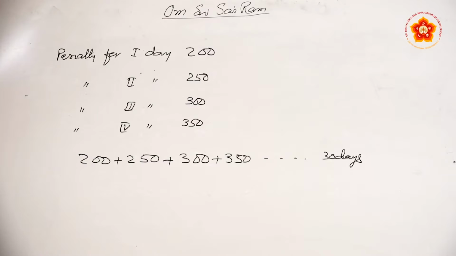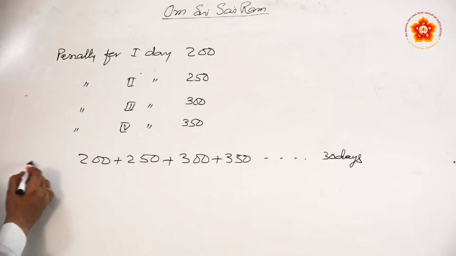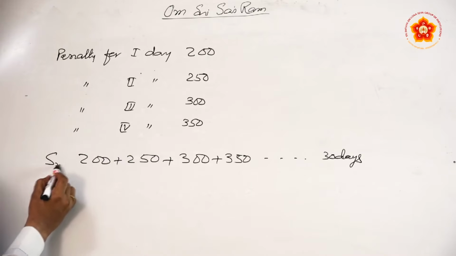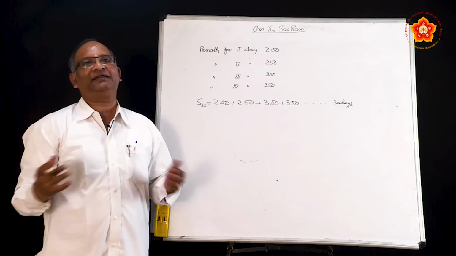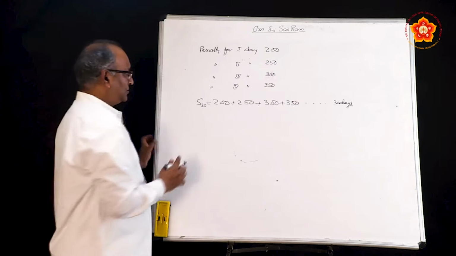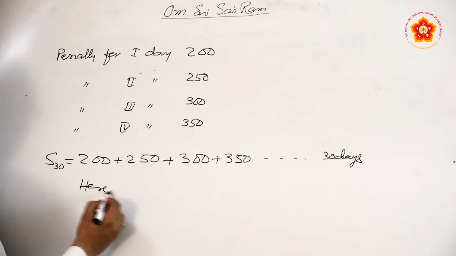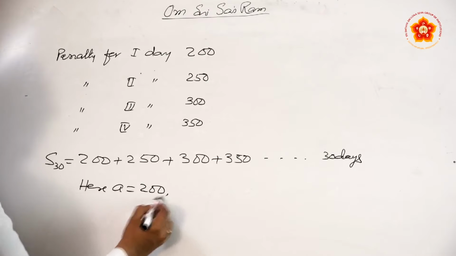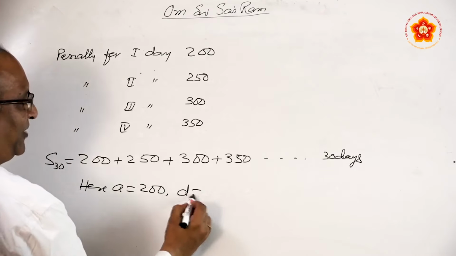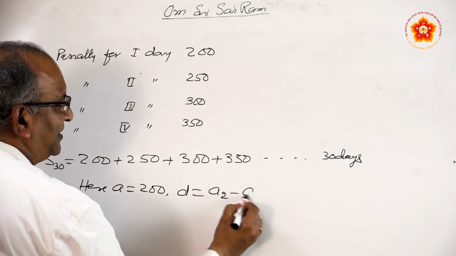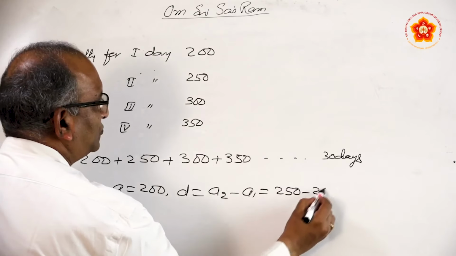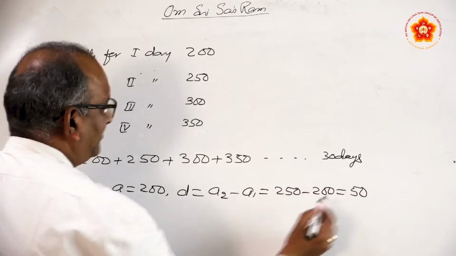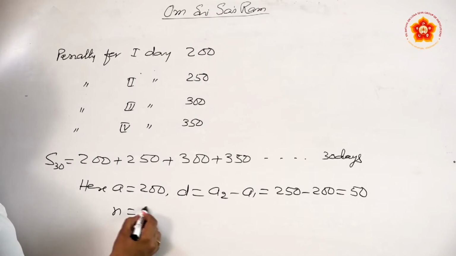Once again, like the previous problem, let us say this total penalty is S30. Why do we call it S30? Because we are finding the sum of 30 terms. So here, once again, we know a, which is 200. d we can find by subtracting the first term from the second term, that is 250 minus 200 equal to 50, and n is equal to 30.